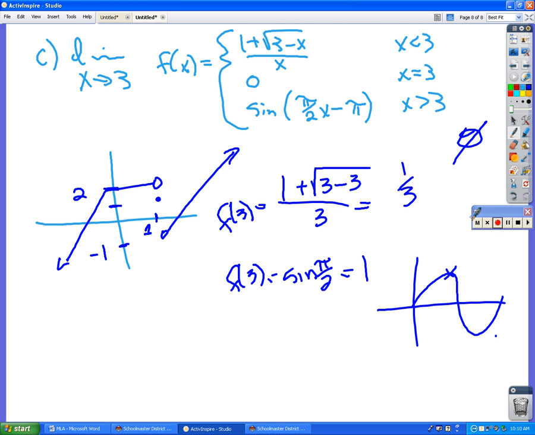The math is really easy. That's what we have to understand, what the problem is asking. Okay? If these came out to be the same, then the limit would exist, and the answer that we got would be the answer to it. Okay?